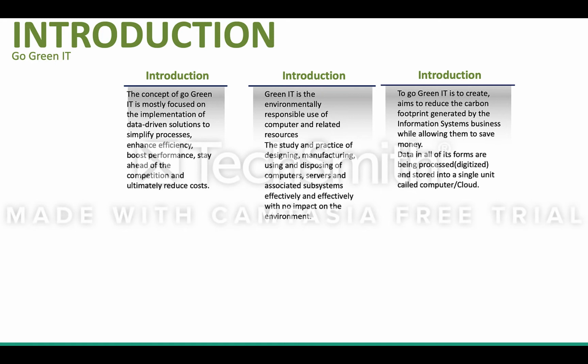The green IT is creating an aim to reduce the carbon footprint generated by the information system business while allowing them to save money.